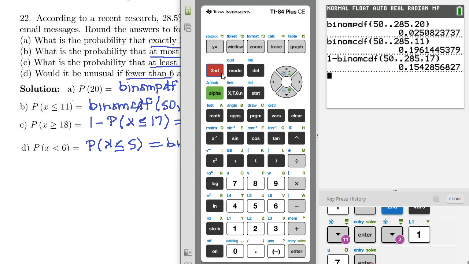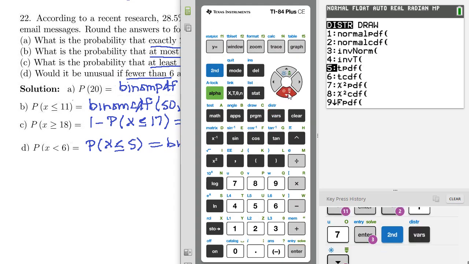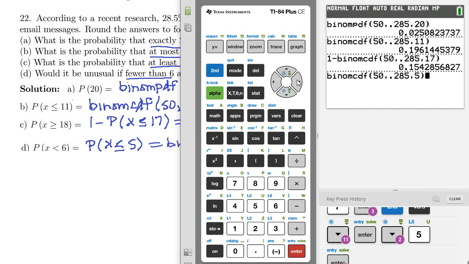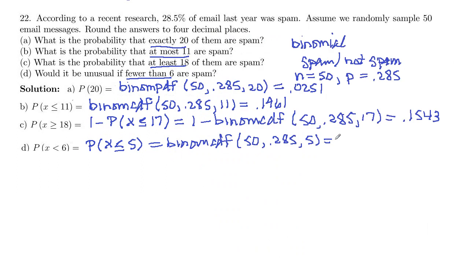Compute that. Second variables. Scroll down again. We need to change that 17 to a 5. 0.0015. And what's important is that is less than 0.05. So yes, it is unusual.